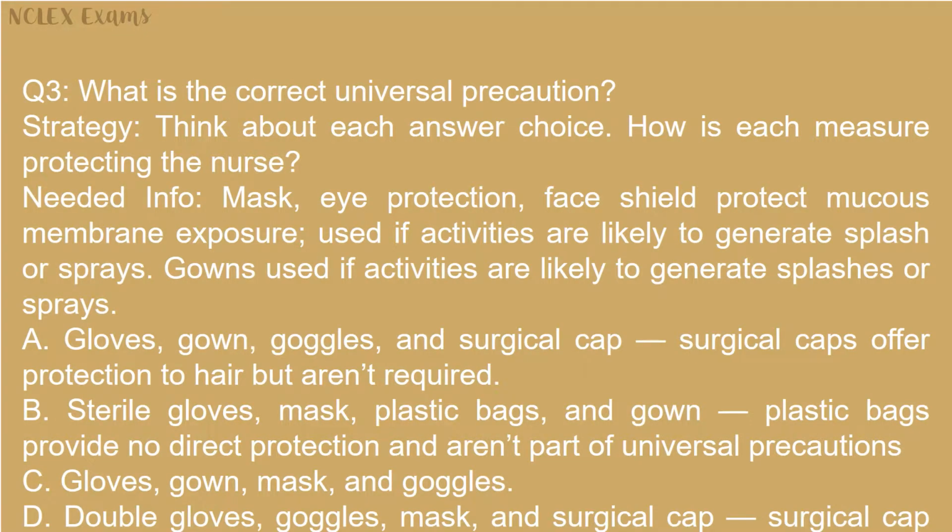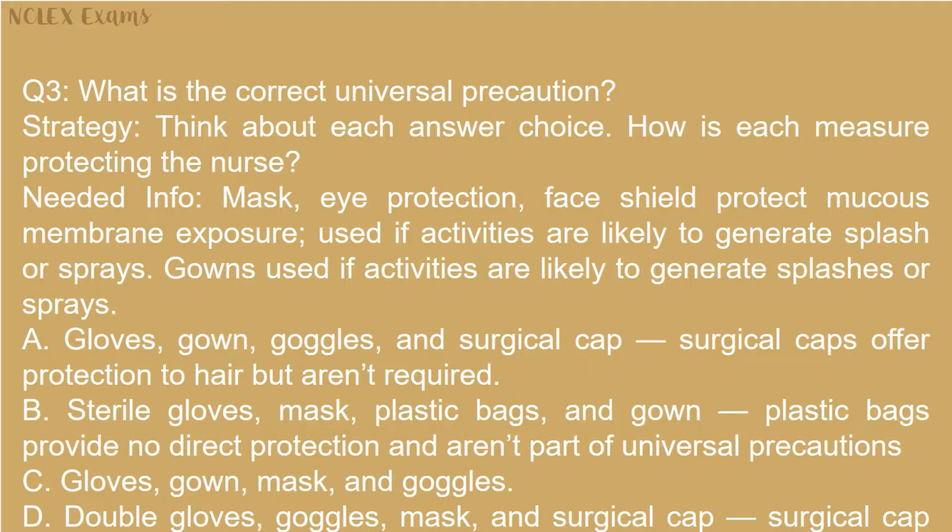Question 3. What is the correct universal precaution? Strategy: think about each answer choice. How is each measure protecting the nurse? Needed info: mask, eye protection, face shield, protect mucous membrane exposure, used if activities are likely to generate splash or sprays. Gowns used if activities are likely to generate splashes or sprays.